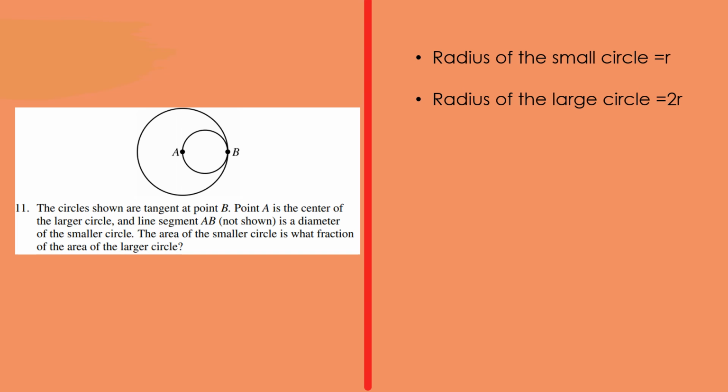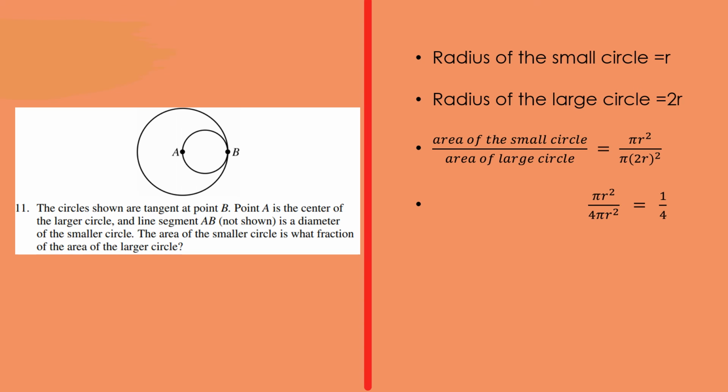We have to find the fraction, the ratio between the area of the small circle and the area of the large circle. So area of the small circle is pi r squared, area of the large circle is pi times 2r the whole squared. When you simplify, you get pi r squared by 4 pi r squared, or 1/4, and hence the answer is 1/4.